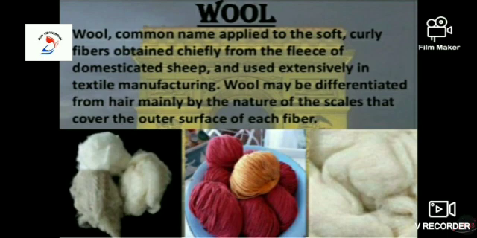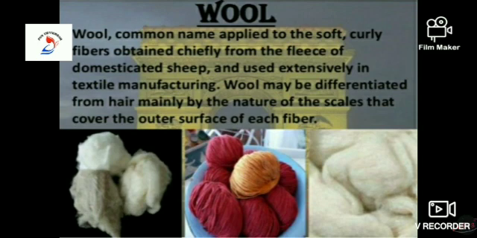Wool is the common name applied to the soft, curly fibers obtained chiefly from the fleece of domesticated sheep. Fleece means the hair of sheep, and it is used extensively in textile manufacturing. Wool may be differentiated from hair mainly by the nature of the scales that cover the outer surface of each fiber. Wool is an animal fiber.